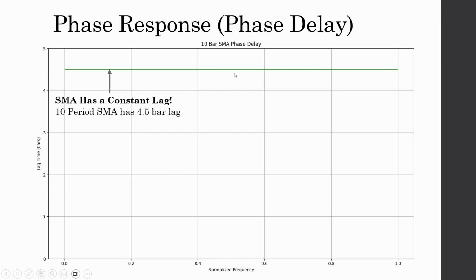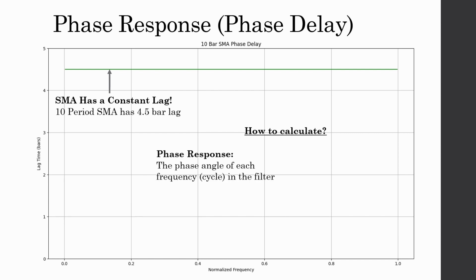Because you can conceive of a filter that might lag different frequencies differently. So a 10 bar frequency might have a different lag than a 20 bar frequency. And so what we're seeing here with this straight constant line is that an SMA has a constant lag, and a 10 period SMA has a 4.5 bar lag.